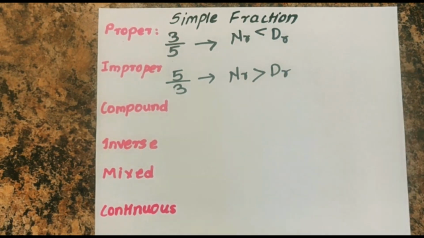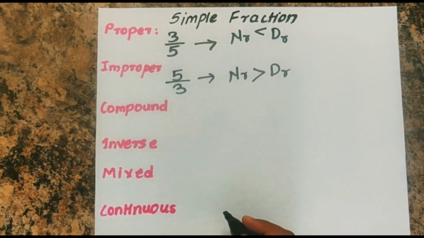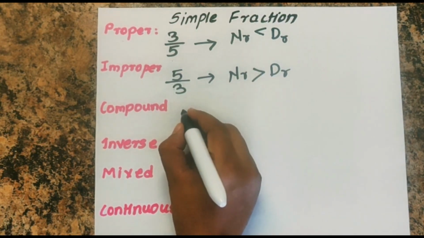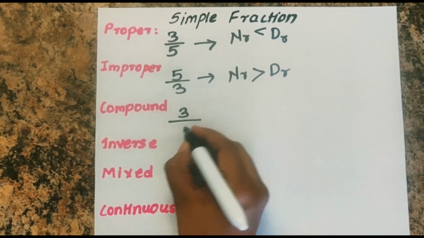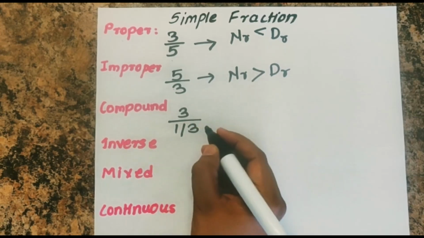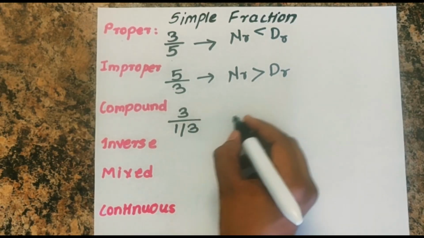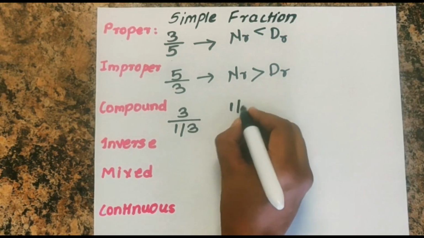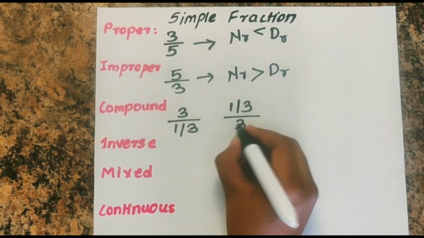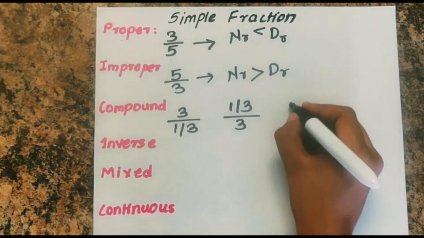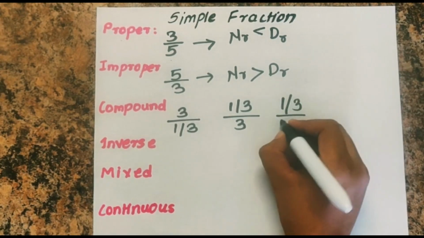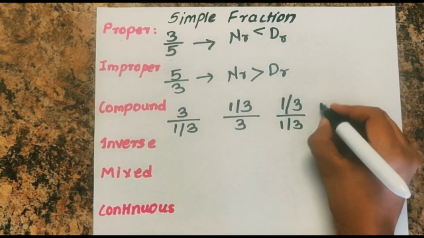Then what is a compound fraction? In the case of a compound fraction, the numerator or denominator or both are in the form of a fraction. So the denominator here is in the form of a fraction, or the numerator is in the form of a fraction, or both are in the form of a fraction.